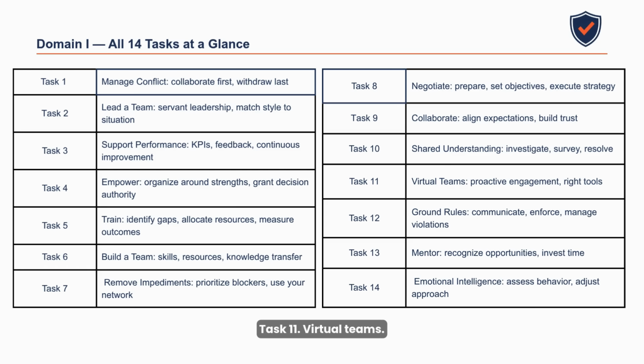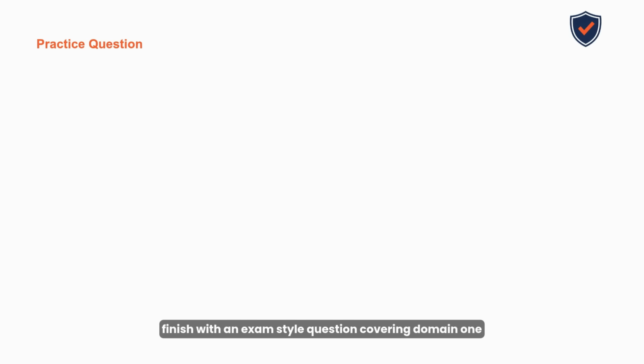Task 11. Virtual teams. Proactive engagement, right tools. Task 12. Ground rules. Communicate, enforce, manage violations. Task 13. Mentor. Recognize opportunities, invest time. Task 14. Emotional intelligence. Assess behavior, adjust approach. Let's finish with an exam-style question covering Domain 1.